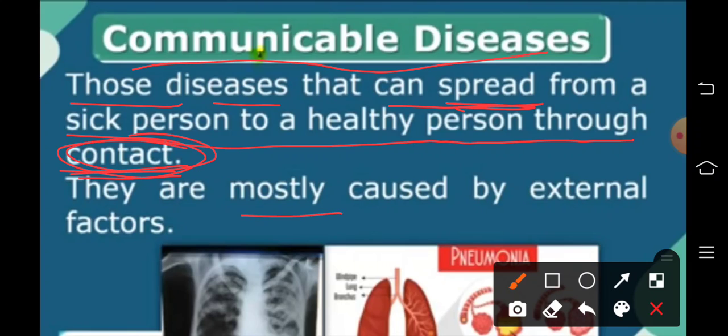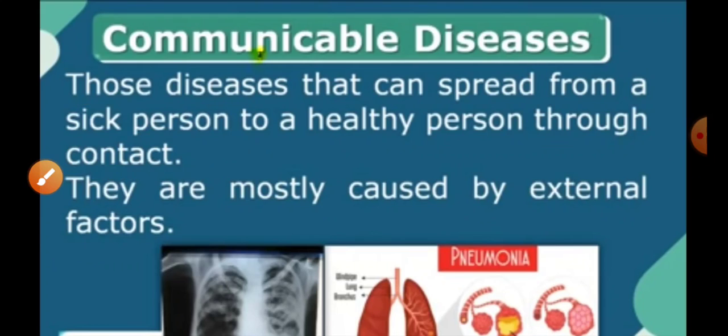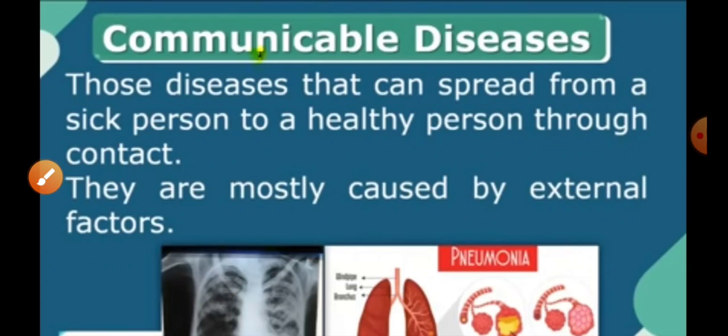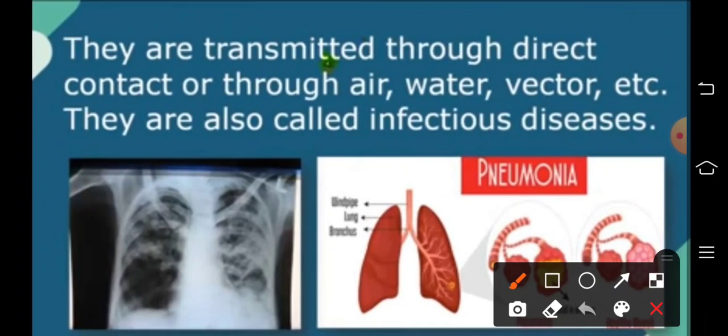They are mostly caused by external factors, not intrinsic factors. You can see the diagram. This is the diagram of tuberculosis, or we can say pneumonia. They are transmitted through direct contact or through air, water, vectors. So dear students, you know that three factors are involved in the spreading of disease: air, water and vector.